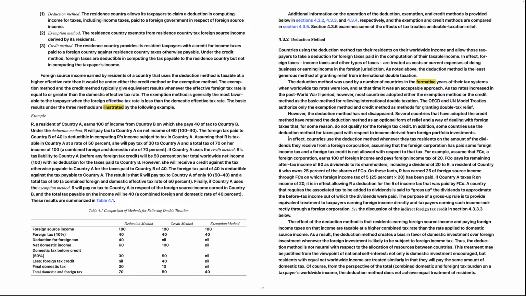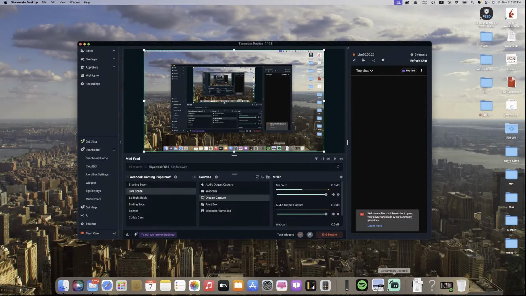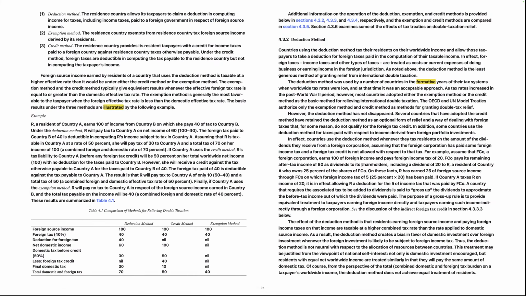Countries using the deduction method. Taxing residents. Countries using the deduction method tax their residents on their worldwide income and allow those taxpayers to take a deduction for foreign tax paid in the computation of their taxable income.